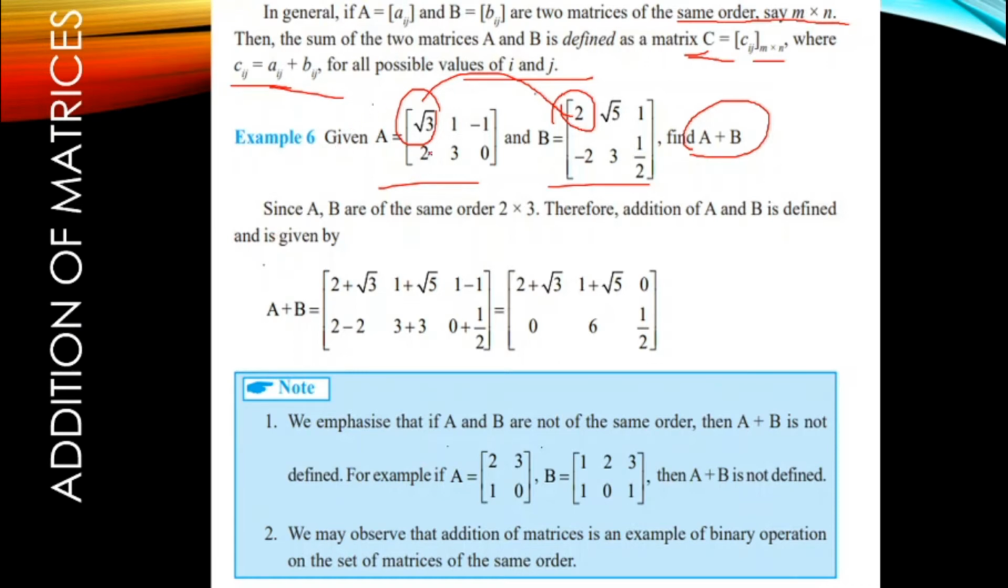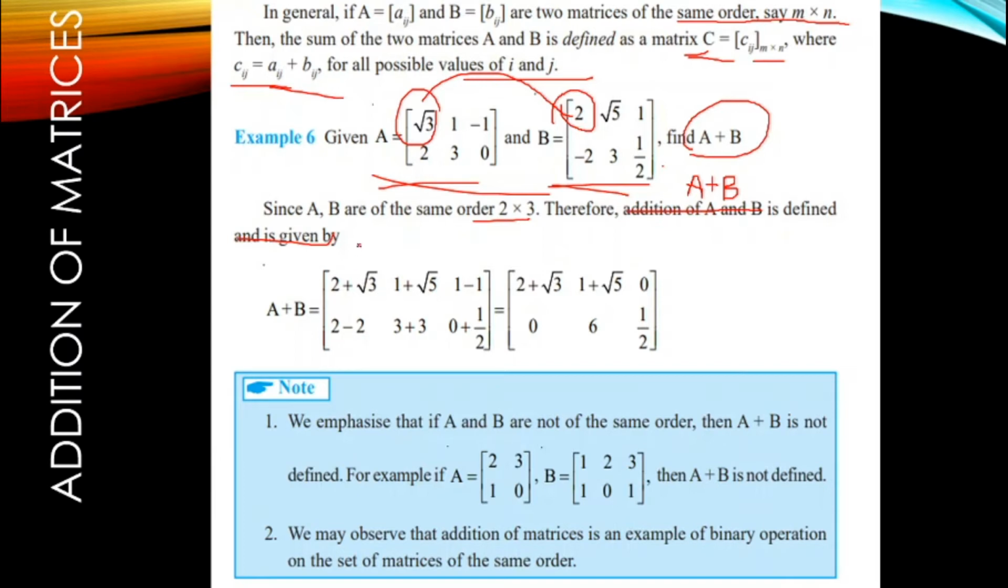First, we have this example question from your textbook. When you write the solution, please write the given matrix A and matrix B. After that, the first thing you have to write is: matrix A and B are of same order, 2 by 3, hence A plus B is defined. It's up to you if you want to write it, no issues, but I prefer you all to write, therefore A plus B is defined.